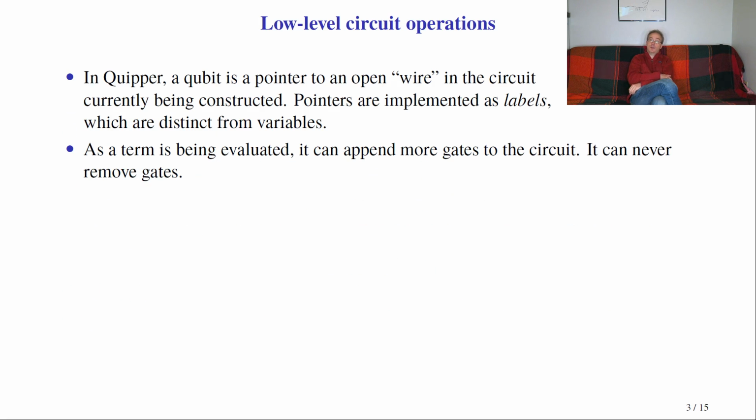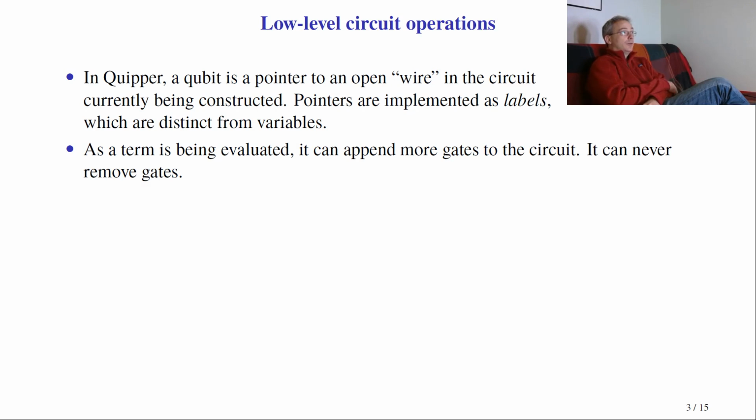So, the first thing to understand about Qipper is that Qipper is a circuit description language. So it's a language for describing families of quantum circuits, where the families might be parameterized by some kind of data. And you can describe circuits at different levels of abstraction. The lowest level of abstraction is when you describe the circuits one gate at a time.